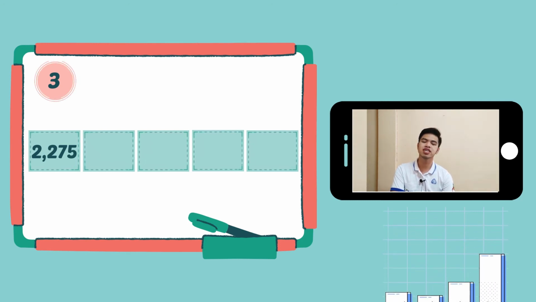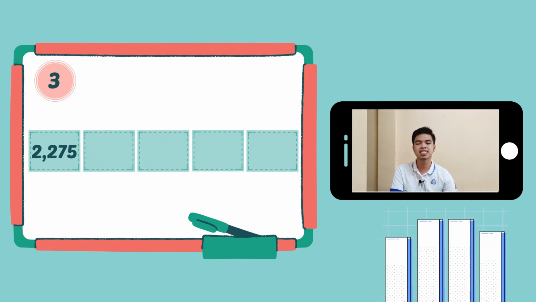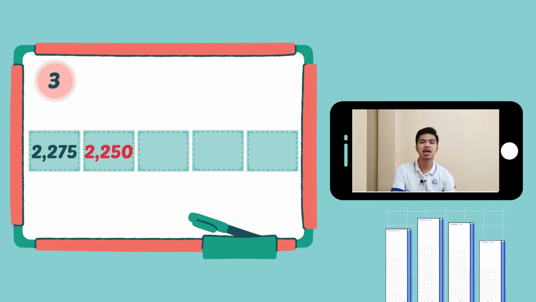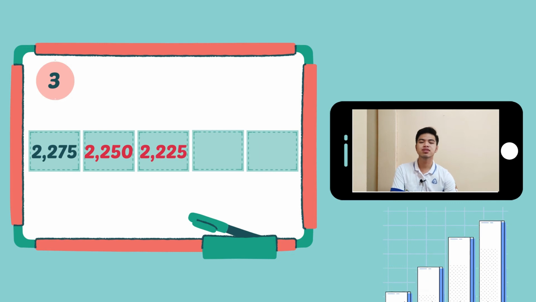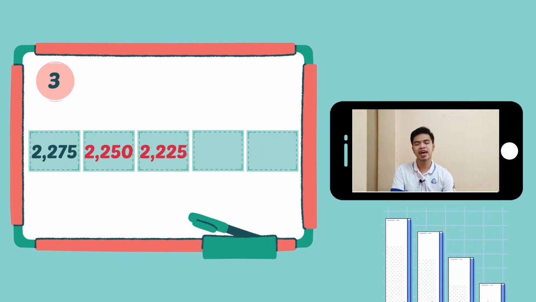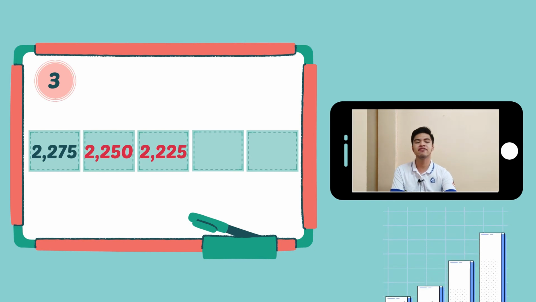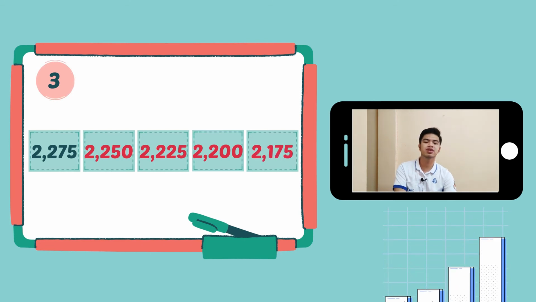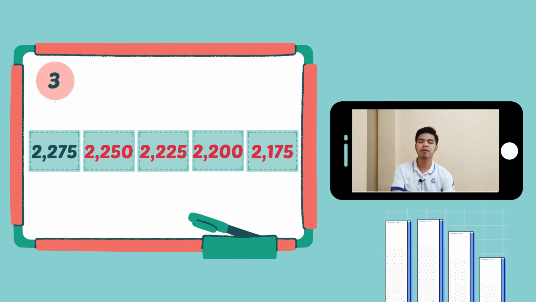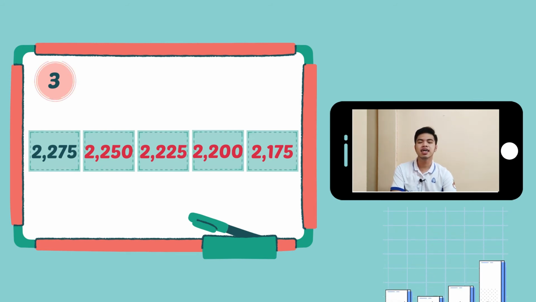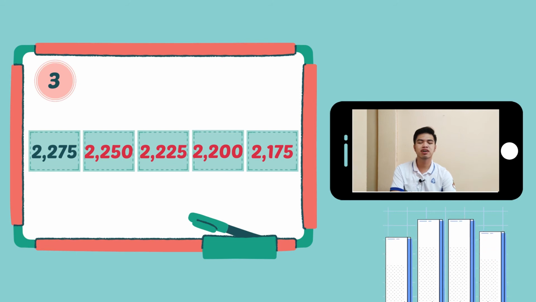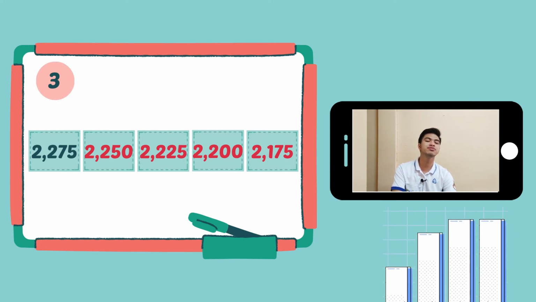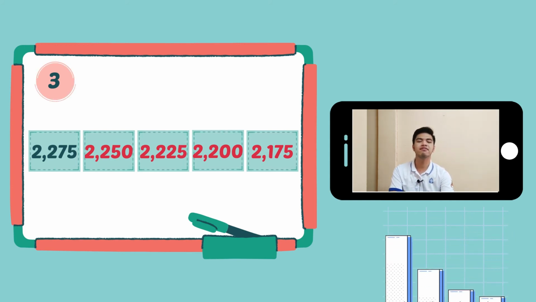So 2,275 minus 25 is 2,250. And then 2,250 minus 25 is 2,225. And then 2,225 minus 25 is 2,200. And then minus 25 will be 2,175. Therefore, the pattern that we have here is 2,275, 2,250, 2,225, 2,200, and 2,175. Alright?